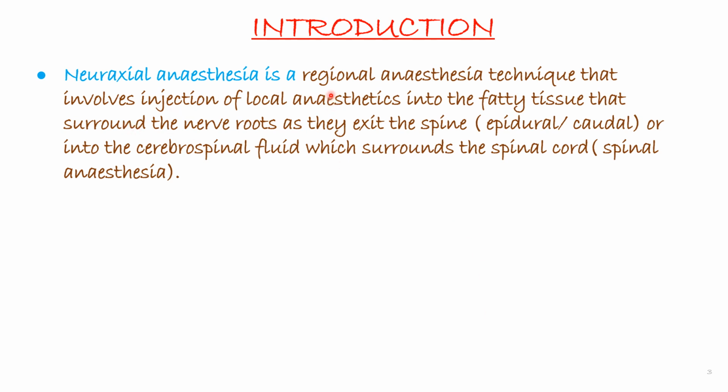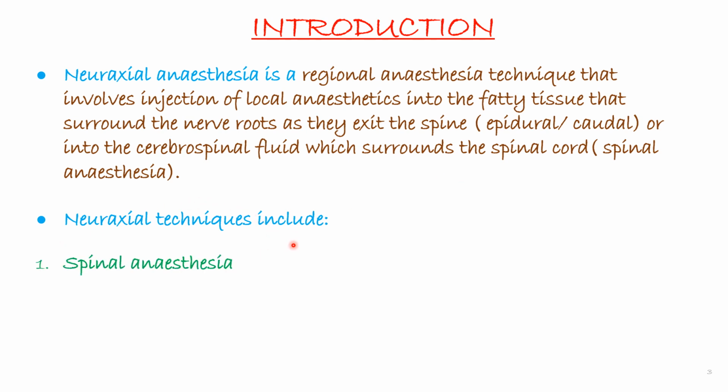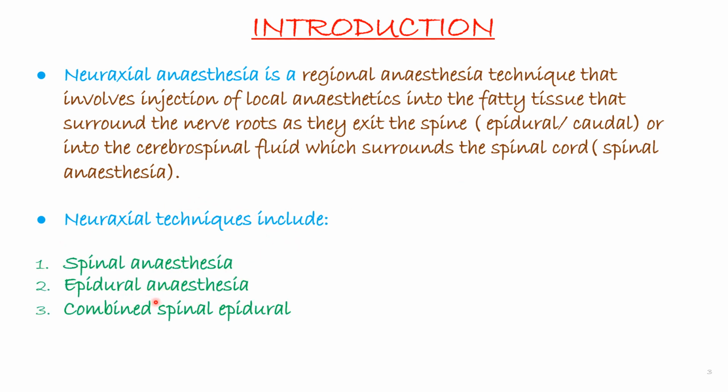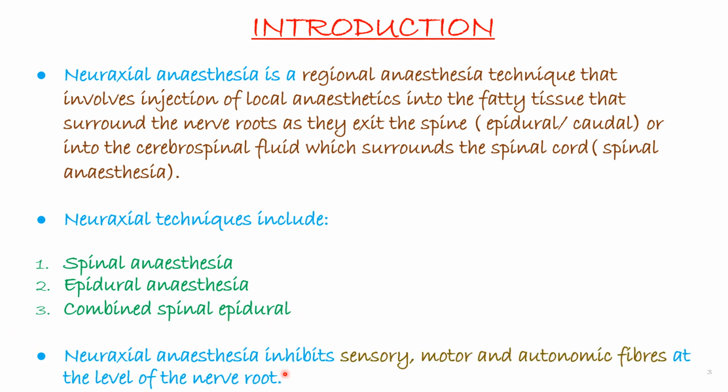Neuraxial anesthesia is a regional anesthesia technique that involves injection of local anesthetics into fatty tissue that surrounds the nerve roots as they exit the spinal cord. So it could be either epidural or caudal, or into the cerebrospinal fluid that surrounds the spinal cord, that is spinal anesthesia. So the neuraxial techniques include spinal anesthesia, epidural anesthesia, and combined spinal epidural. Neuraxial anesthesia usually inhibits sensory, motor, and autonomic function at the level of the nerve root.